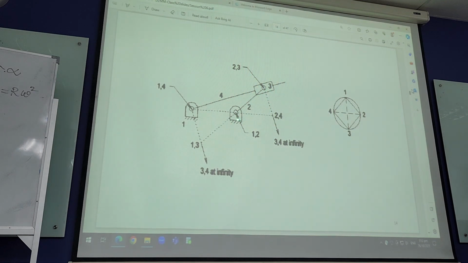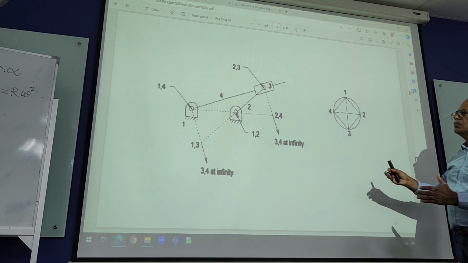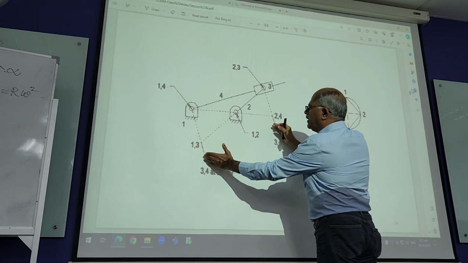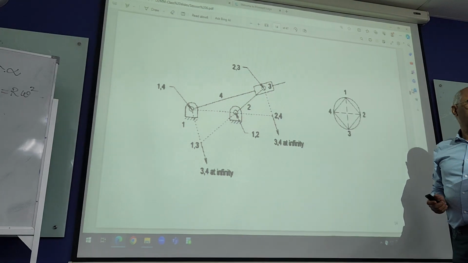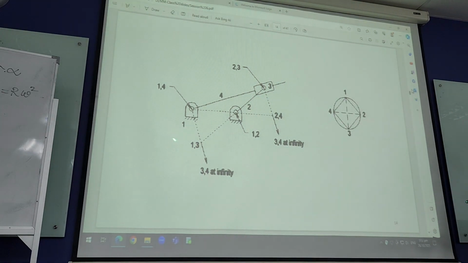1, 2. So on this line there will be 1, 3. And you have 1, 4 here, and you plot 3, 4 at infinity in the same direction. Just like this, 3, 4 at infinity. So you are plotting from here. These two must be parallel, so infinity. The intersection point will be 1, 3. So you can see this is a bit tricky, the IC method.